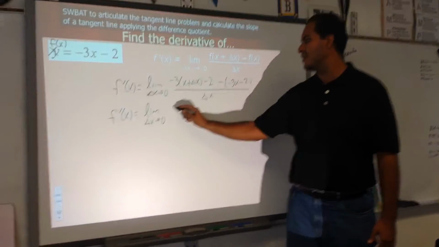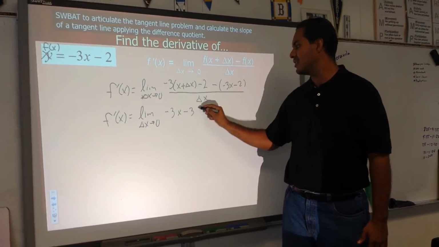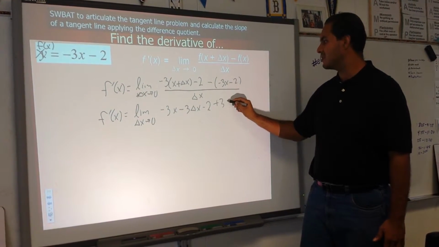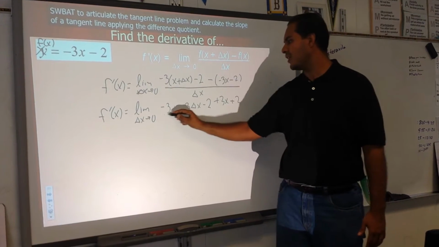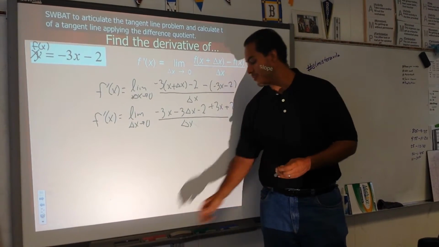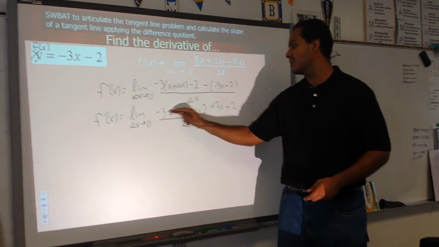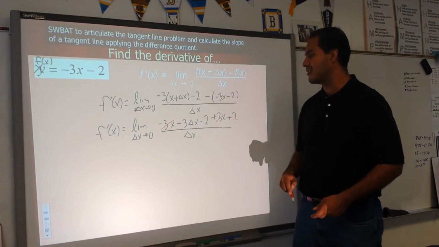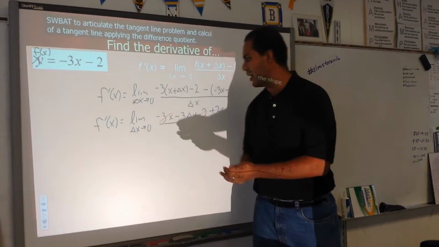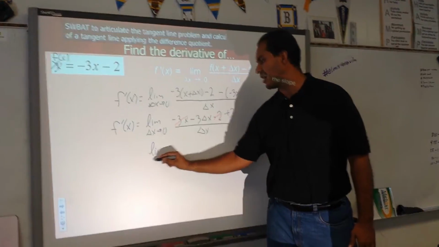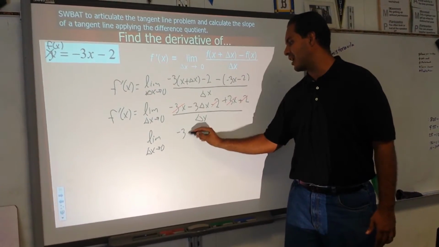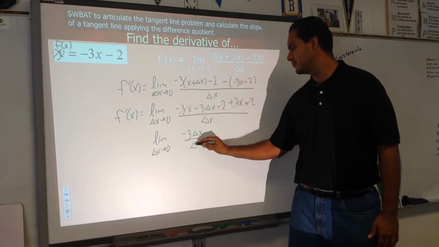Distribute the negative 3, so we have negative 3x minus 3 delta x minus 2, distribute your negative, plus 3x plus 2. Now if you did this all correctly, a lot of terms start canceling out at this point. Your negative 3x cancels with your positive 3x. Your negative 2 cancels with your positive 2, leaving you with the limit as delta x approaches 0 of negative 3 delta x over delta x.